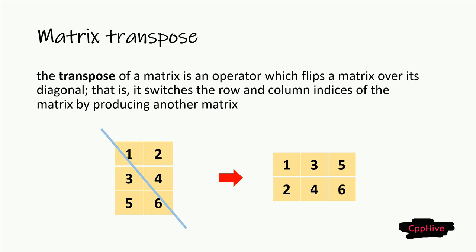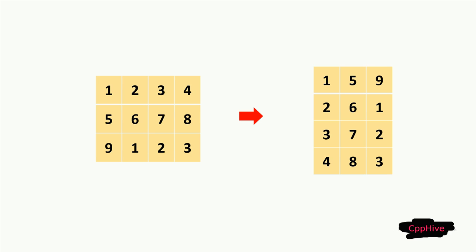Okay, now it's your time to perform a matrix transpose operation. Consider the 3 by 4 matrix shown in this diagram. What would be the answer if we transpose this matrix? Please pause the video now and try to figure out the answer. Okay, the answer would be a 4 by 3 matrix as shown in this slide. Notice each column in the original matrix has become a row in the transpose matrix.